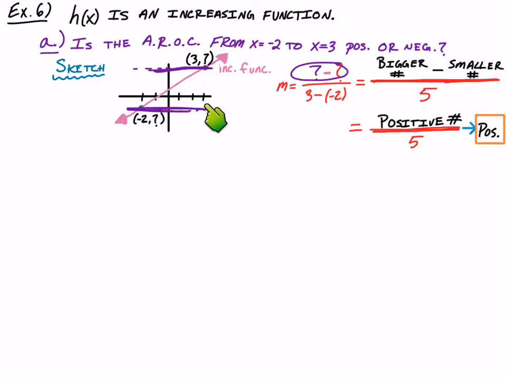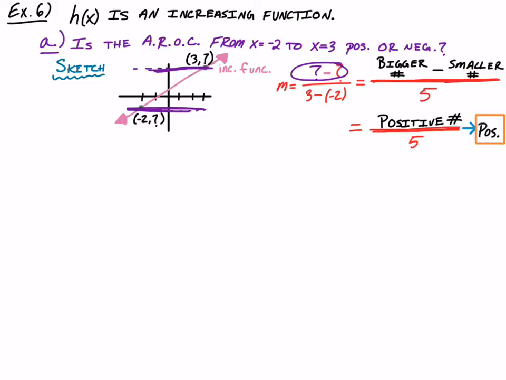All you have to do is make some sort of comparison and think, if I'm going from negative 2 to 3, and it's an increasing function, is the average rate of change going to be positive or negative? And on this one, it's got to be positive because we're increasing. And we proved it, bigger number minus smaller number on top. So this one's positive.